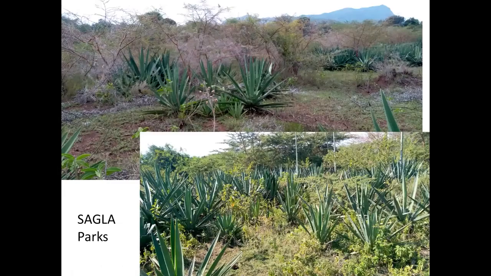The photographs you see in front of you are images of Sagla Parks. That's how they look. These are actually savanna grasslands. Savanna is a two-canopy vegetation structure where you have grass and then you have acacia trees. But if a third vegetation called sisal is introduced, it converts the ecosystem from ordinary savanna into a Sagla Park. The images in front of you are illustrations of how these parks look.